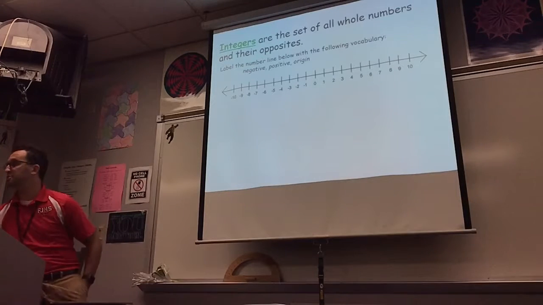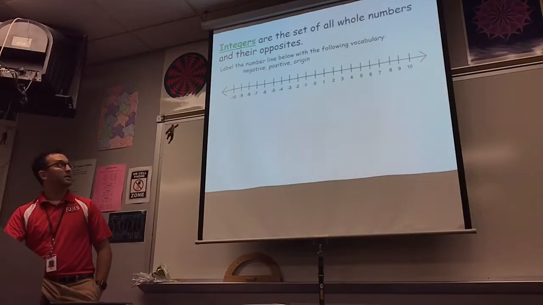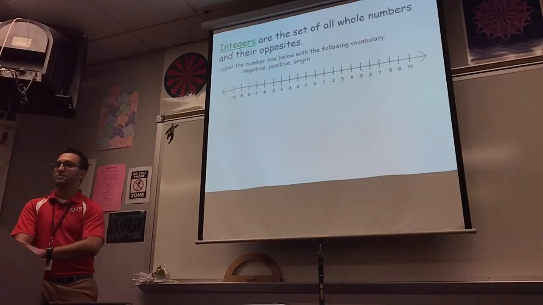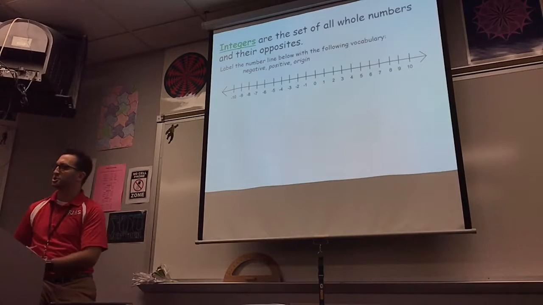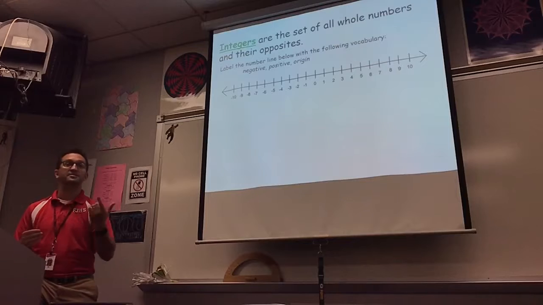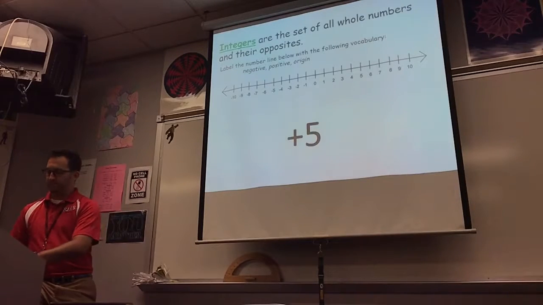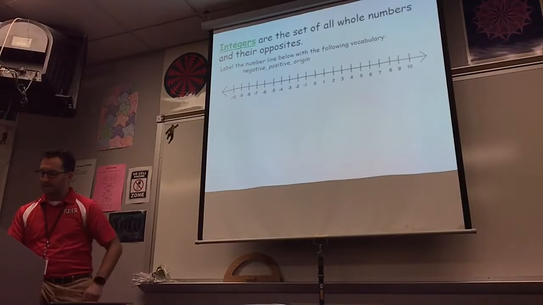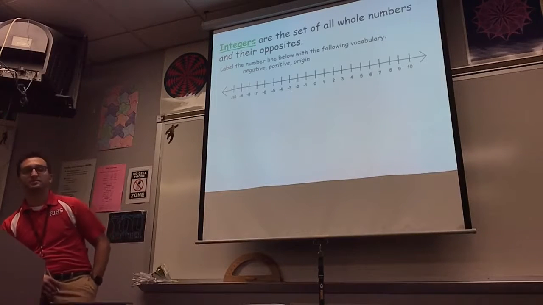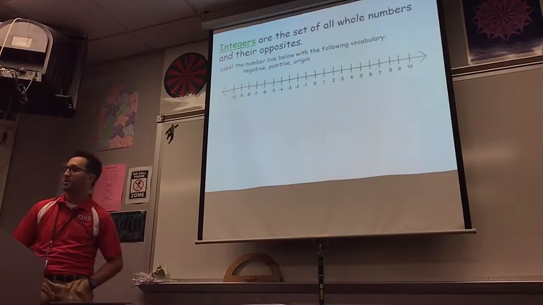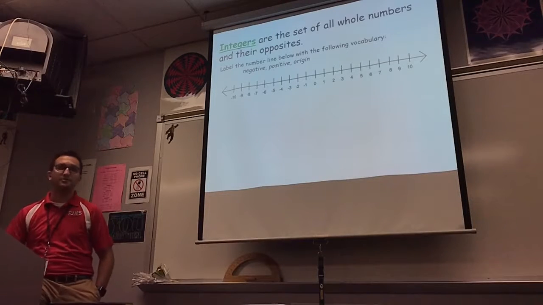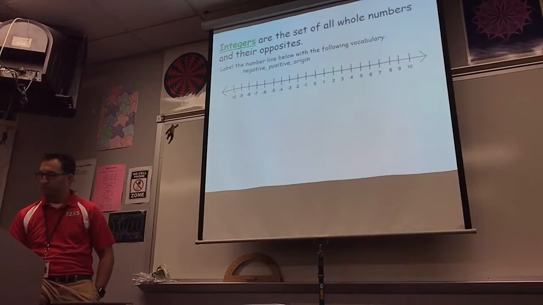Now we already know the definition of integer because, well, we did it on Monday. Definition of integer is a set of all whole numbers and their opposites. We're going to talk about opposites today. What I do want you to do is identify what the origin, the positive, and the negative portion on your number line are. So you have your 0, you have your positives, you have your negatives. So where's the origin? The origin is at 0.